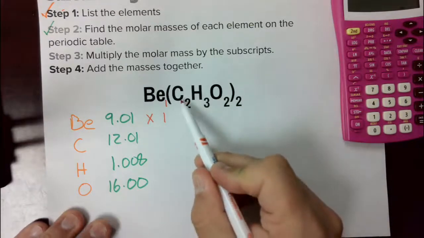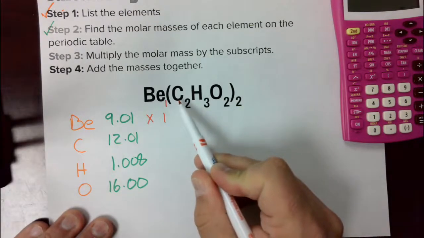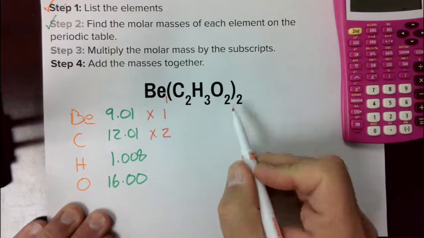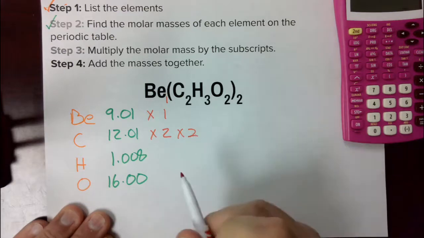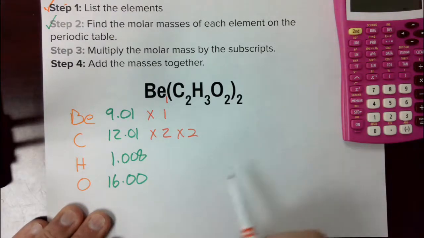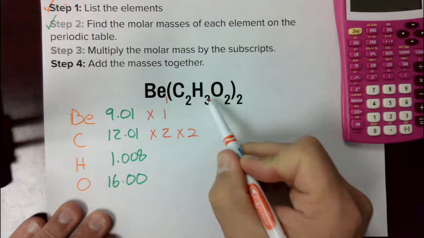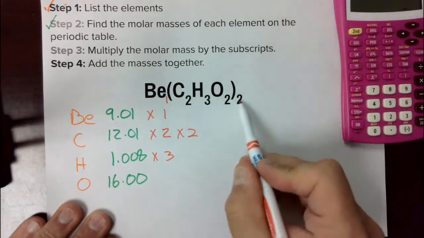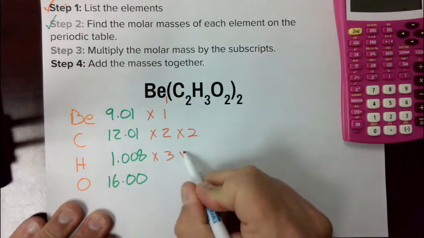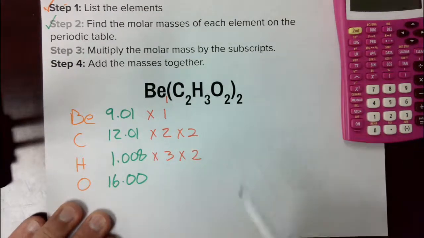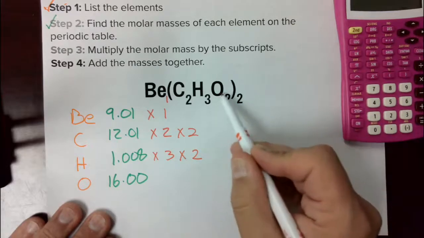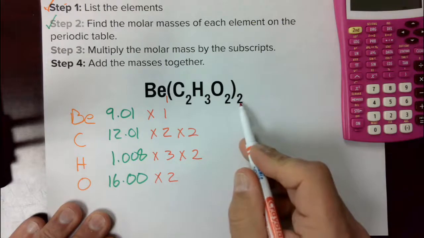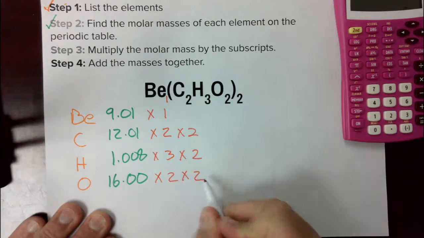Carbon is in the parentheses. There's a 2 touching carbon, so we have to multiply by 2. But there's a 2 outside the parentheses, so we have to multiply by 2 again. Same kind of thing happens with hydrogen. Hydrogen, there's a 3 touching it. So we definitely multiply the mass by 3. But this number outside the parentheses, we also have to multiply, so by 2 again. 16, same kind of deal. There's a 2 touching O for oxygen, so that's times 2. But then we need to remember our 2 outside the parentheses, so we multiply by 2.